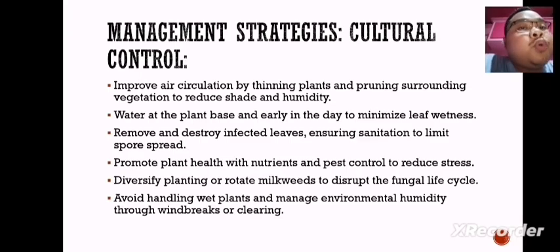So for the cultural control, we need to improve air circulation by thinning plants, and also pruning the surrounding vegetation to reduce shade and humidity. Water at the plant base and early in the day. So maaga yung pagwawater natin in the day, sa maaraw, to minimize leaf wetness. Remove and destroy infected leaves, ensuring sanitation, kalinisan to limit spore spread. So nag-spread pala itong Alternaria fungal leaf spot disease na ito via spore. So we can prevent that by removing or destroying the infected leaves.